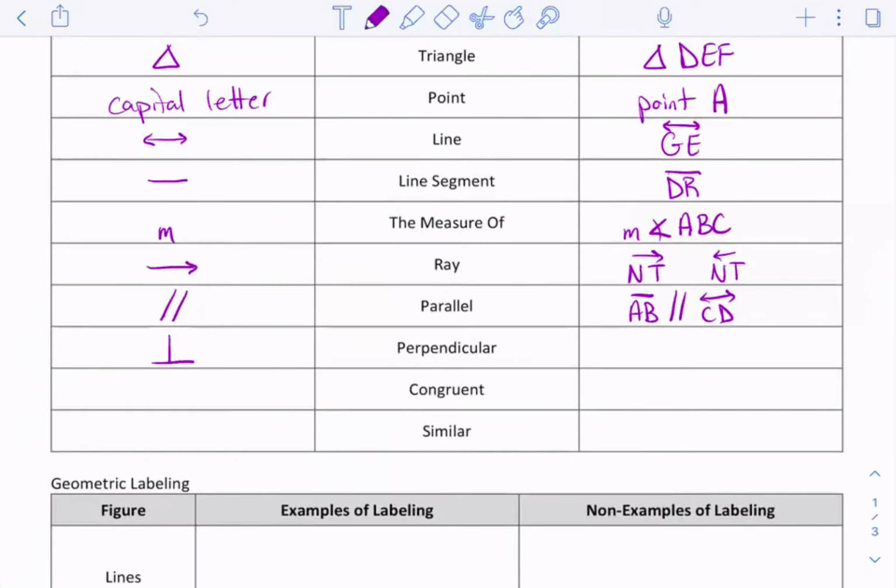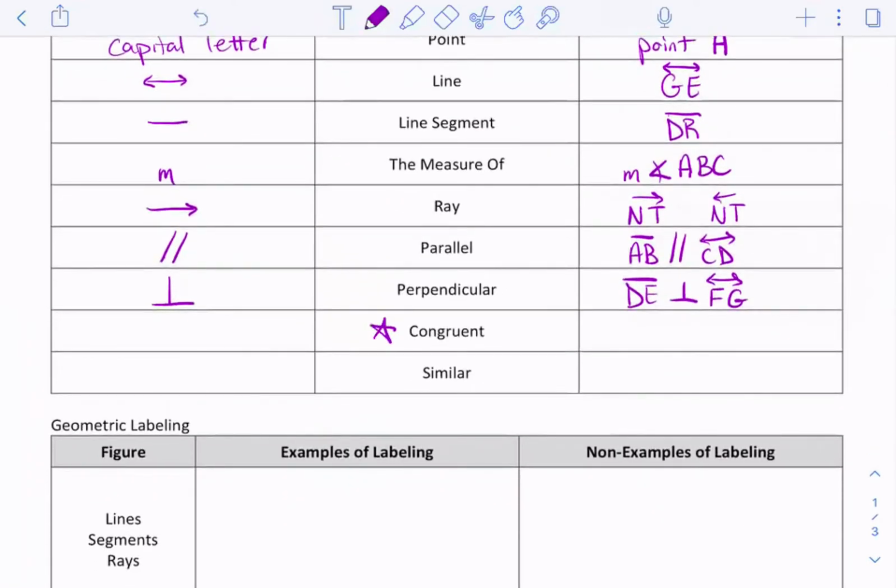Perpendicular. If you remember, perpendicular means they make those right angles, right? So perpendicular is like, line segment DE is perpendicular to line FG.